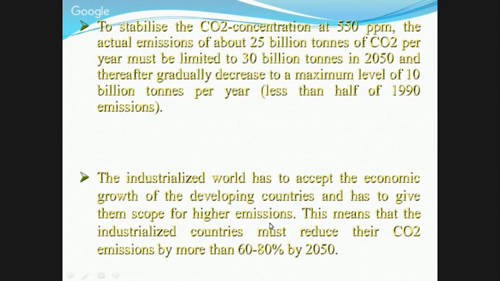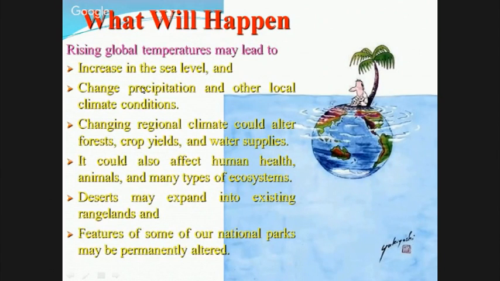At the same time, industrialized countries must also reduce their carbon dioxide emission by 60 to 80% by 2050. If they are unable to do that, they will be affected also. This is what is happening: increase in sea level, change in precipitation and other local climate conditions. Changing regional climate could alter forests, crop yields and water supplies.